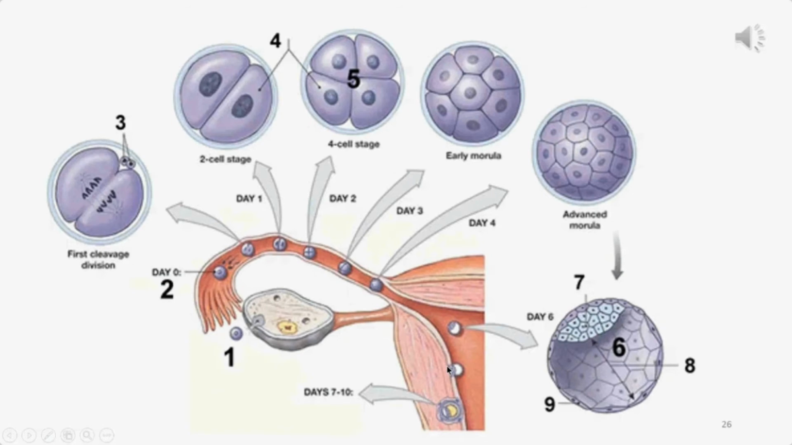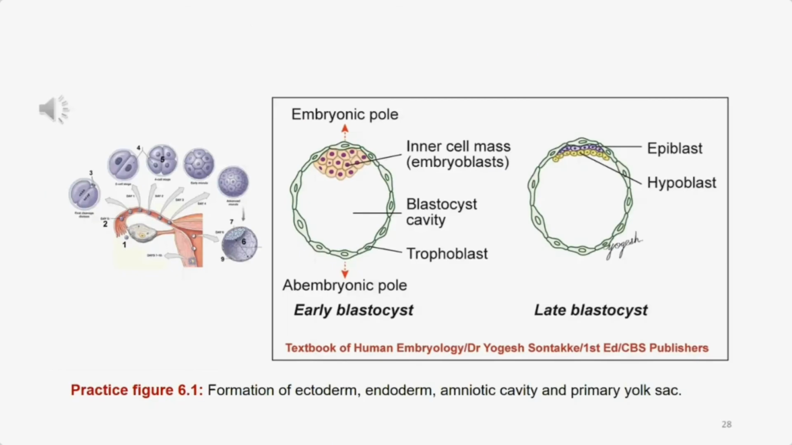So what happens once the blastocyst cavity is enlarged? The zona pellucida disappears. It disappears around the 7th day. And the cells of the blastocyst cavity are known as the blastomeres. So then it implants within the uterine cavity, within the wall of the uterus.